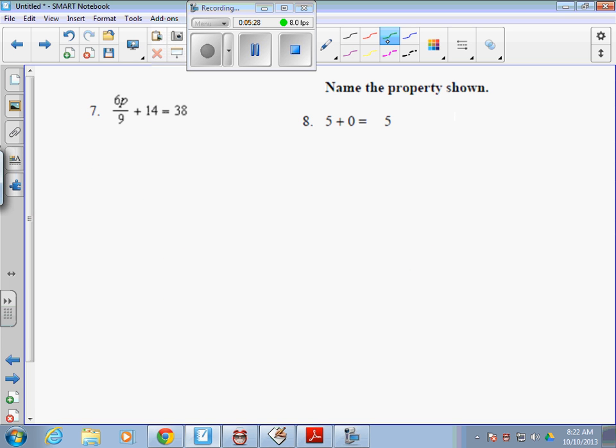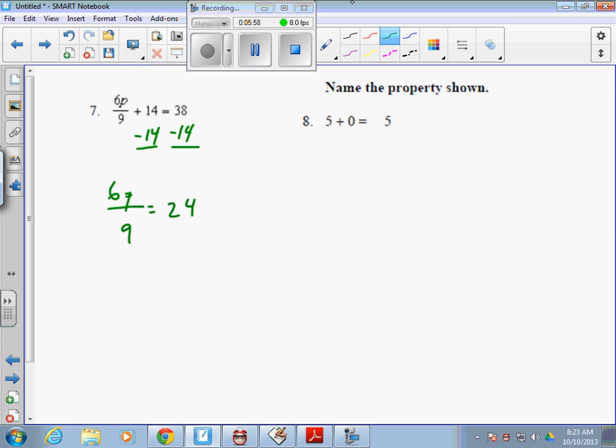Number 7 says 6p over 9 plus 14. Get rid of plus 14 by subtracting it first. Let's start there. Do the same thing to the right side. So you have 6p over 9 equals 38 minus 14 is going to be 24. Okay, so we have 6p over 9 equals 24.